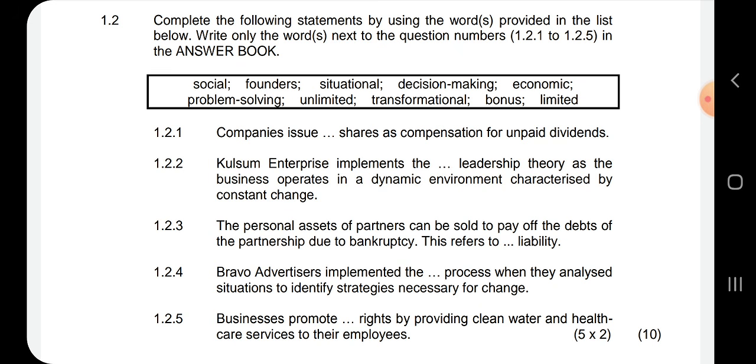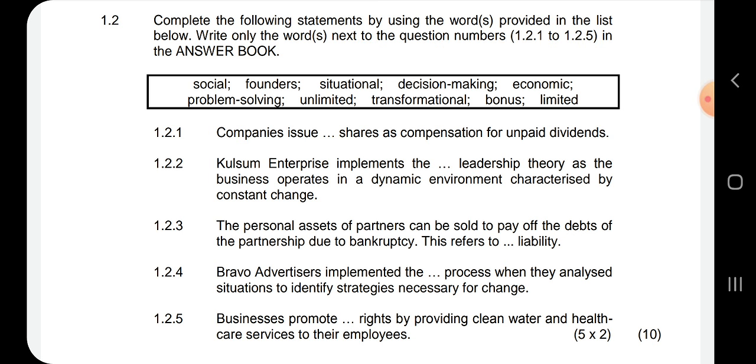So complete the following statements by using the words provided in the list below. Write only the words next to the question number. So we have social, founders, situational, decision making, economic, problem solving, unlimited, transformational, bonus, and limited. So 1.2.1 says companies uses shares as compensation for unpaid dividends. Let's look in the box. Those are bonus shares. So you get bonus shares. The companies issue bonus shares as compensation for unpaid dividends.